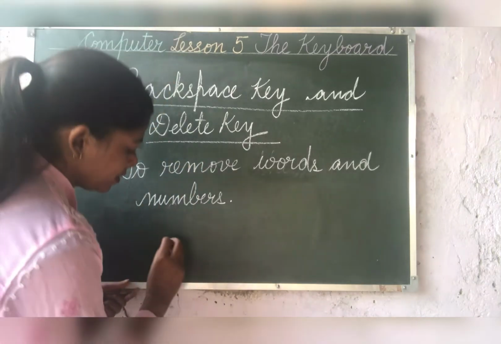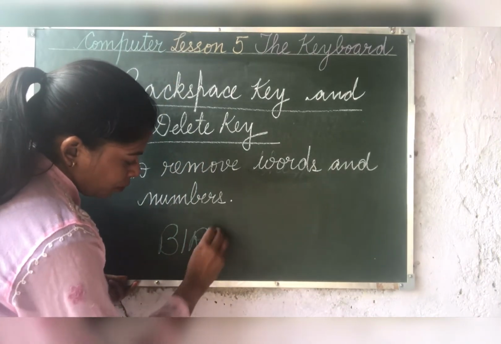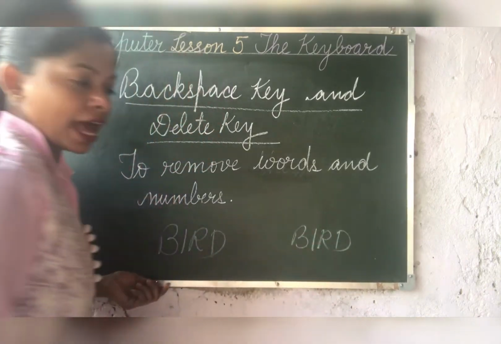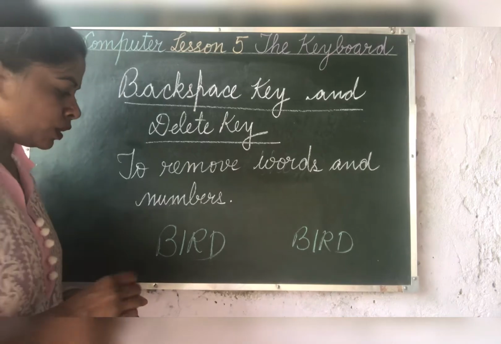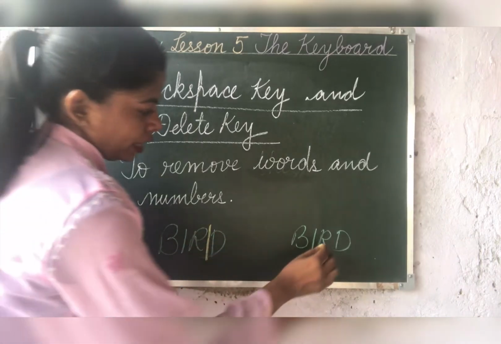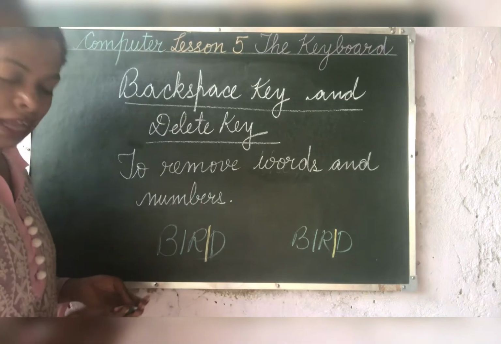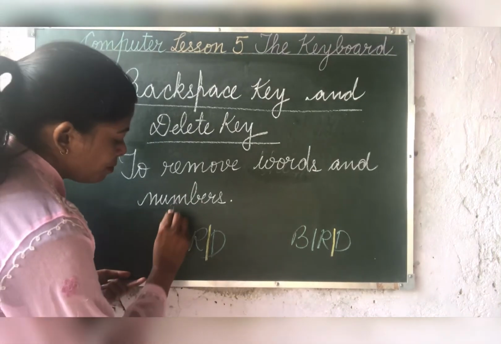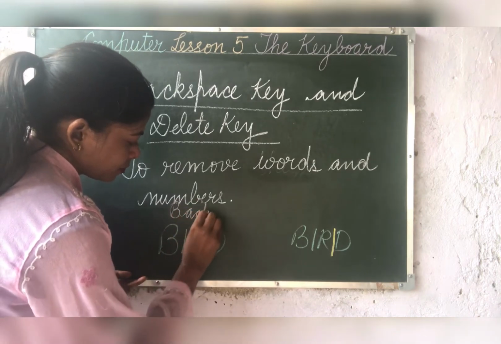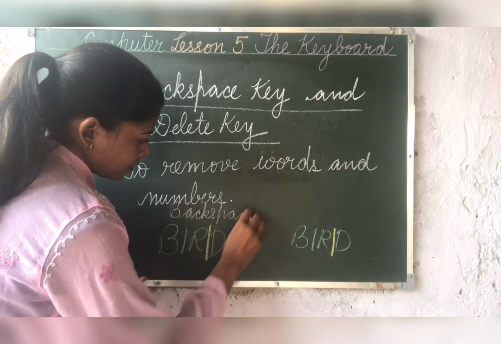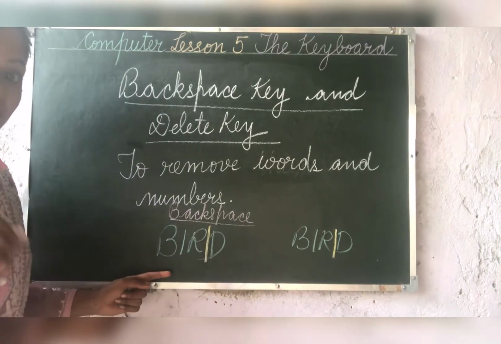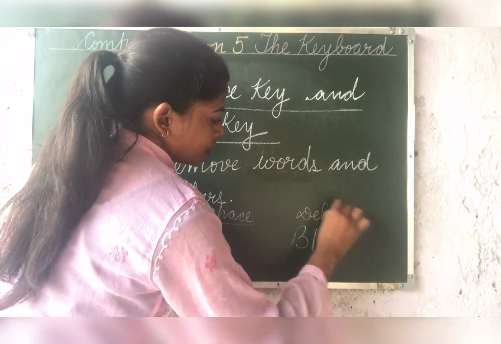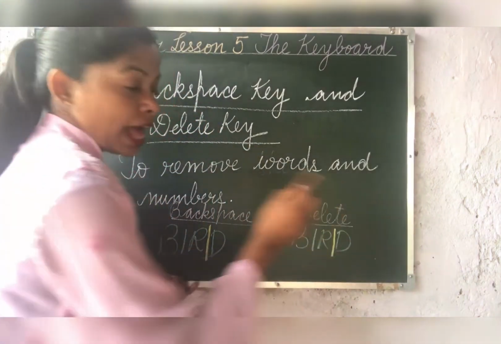Okay, just see. Bird I have written here also, and bird I have written here also, and in both the words cursor is here. Now if the cursor is here, in this bird I will press backspace key, cursor is here, and in this bird I will press delete key, cursor is here. Now what will happen?